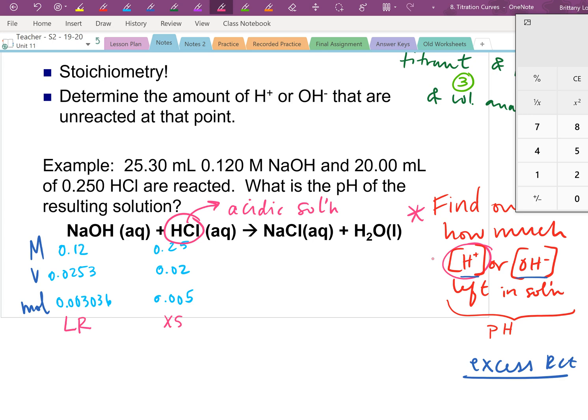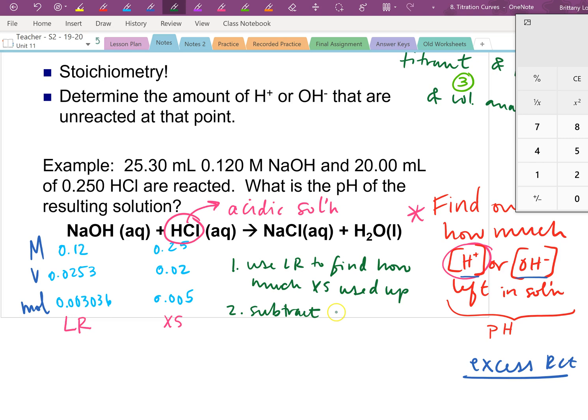And to find out exactly how acidic, we need to know what is the concentration of the H plus at this point. So kind of like what we've done before, step number 1 will be to use the limiting reactant to find out how much of the excess was used up, and then we will subtract the excess starting minus excess used up. This will tell us the number of moles in the solution.